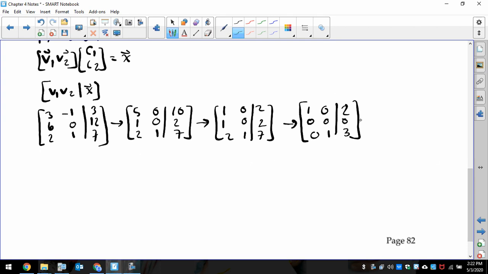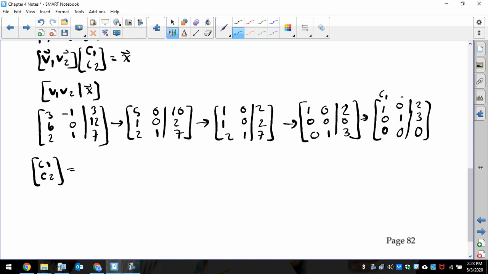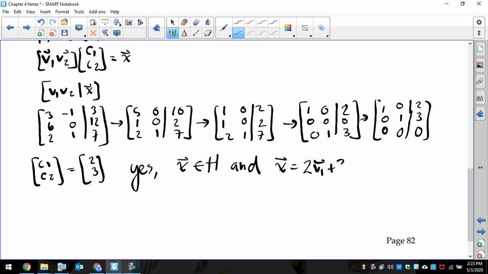So let's interpret this here by putting it into a proper form. So reduced row echelon form. This is a 3. So what does this say? It's consistent. So the fact that it's consistent means that there is a solution to that system. And the weights, so the C1, C2 weights, we can go ahead and read them off. They're right here. This column represents C1, this column represents C2, and you can see that we can go ahead and read off those weights, 2, 3. So the answer is yes, x is in H, and x equals 2v1 plus 3v2.